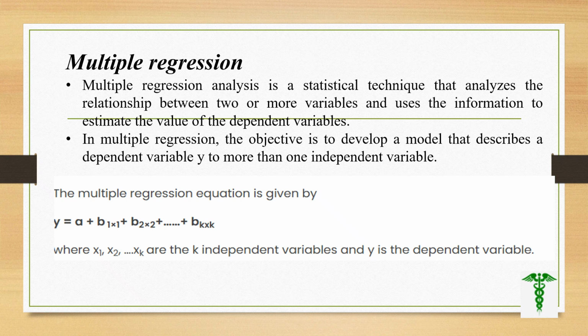So this is the normal equation we are using for multiple regression: y is equal to a plus b1 x1 plus b2 x2 plus etc., up to the last independent variable, where x1, x2 and so on are the independent variables, up to xk. This is one statistical technique to analyze the relationship.